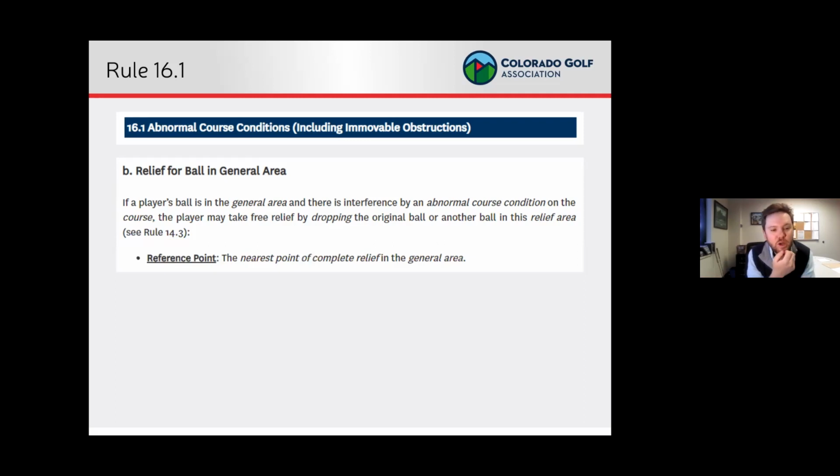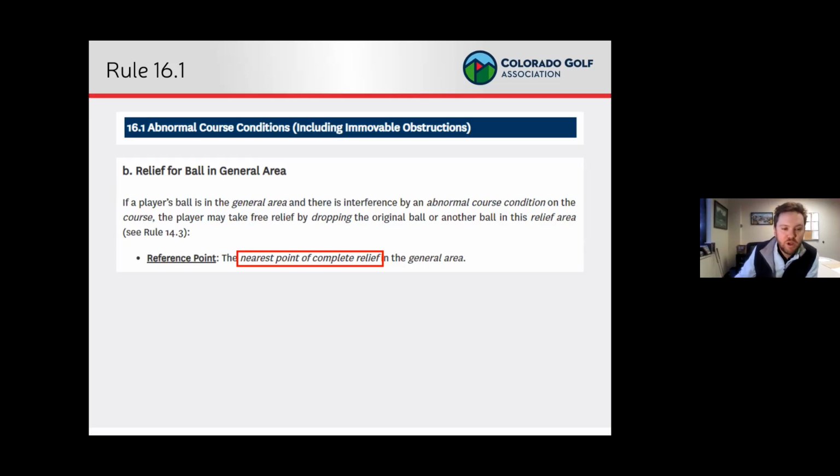Anyways, reference point is the nearest point of complete relief in the general area. So we're establishing our relief procedure here. So the first thing you have to do is establish, where's our reference point? And it's going to unfold and say from the reference point, you get a relief area, and it describes the relief area. So before we get to that, we need to jump into what is the nearest point of complete relief. This is the first time we've really seen it in this rule. It's kind of a long definition. It's italicized, but it's a definition, as we see by it being italicized.